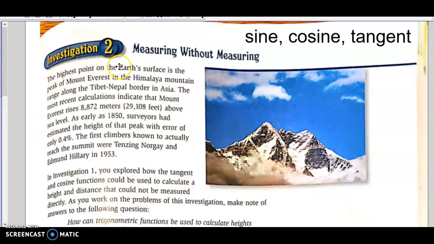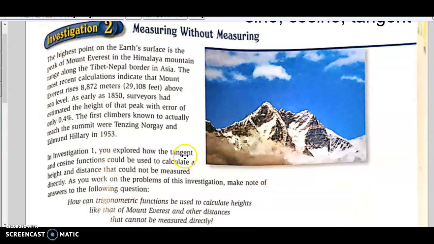The highest point on the Earth's surface is the peak of Mount Everest in the Himalayan mountain range along the Tibet-Nepal border in Asia. The most recent calculations indicate that Mount Everest rises 8,872 meters, or a little over 29,000 feet above sea level. As early as 1850, surveyors had estimated the height of that peak with an error of only 0.4%. The first climbers known to actually reach the summit were Tenzing Norgay and Edmund Hillary in 1953.